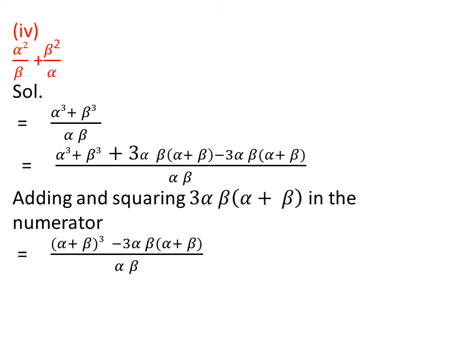Here we have to put the values of alpha plus beta and alpha beta. Firstly we will write 5 by 4 whole cube, which is the value of alpha plus beta. Then we will write minus 3. After this we have to put the value of alpha beta, which is 3 by 2, and then again we have to put the value of alpha plus beta, which is 5 by 4, and in the denominator we will write the value of alpha beta, which is equal to 3 by 2.